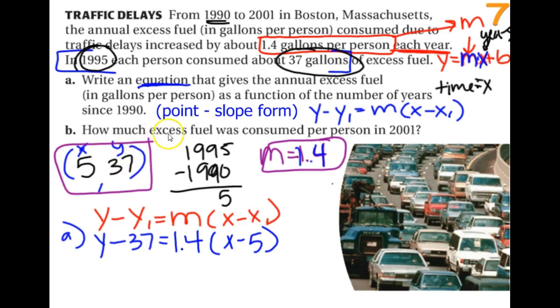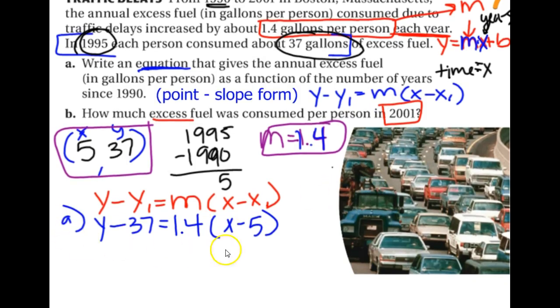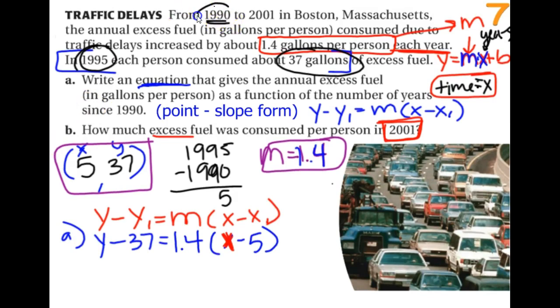So that answers part A, write an equation. But now part B says how much excess fuel was consumed per person in the year 2001. Well, we could solve this whole thing for y. Otherwise, we know x is our time or number of years, so we're going to plug in the year 2001 for x. Well, we're really not going to plug in 2001. We're going to plug in how many years that is since 1990. Well, 2001 minus 1990. You could just count up from 1990 to 2000. That would be 10 years. Plus one more would be 11. Or just use your calculator. So we're going to plug in an 11 there.